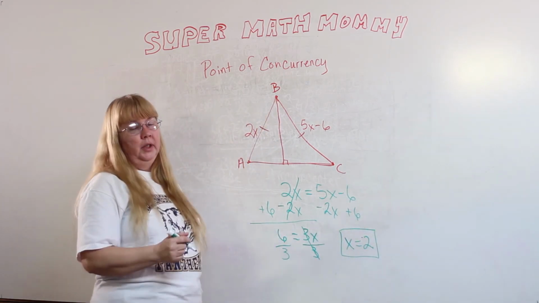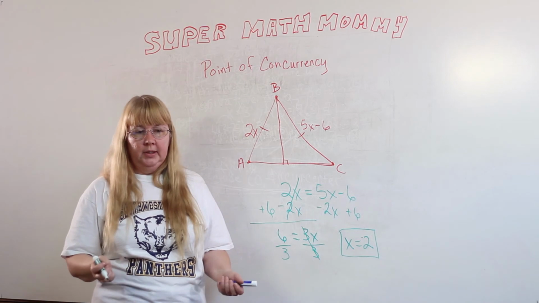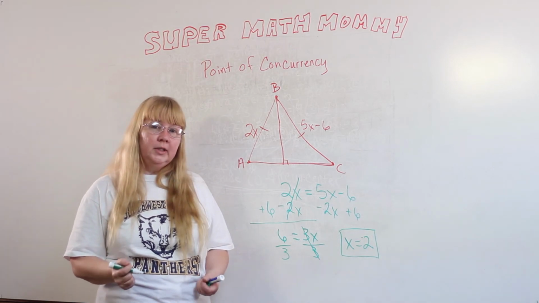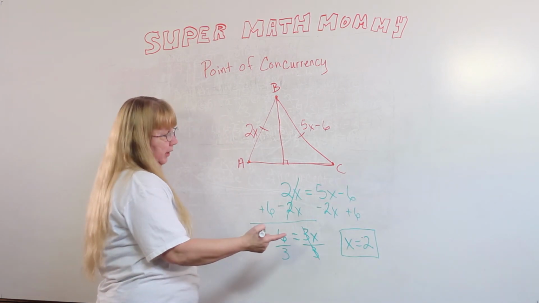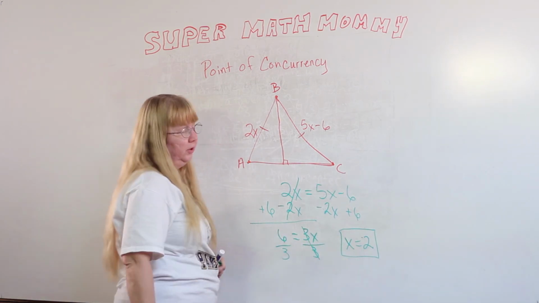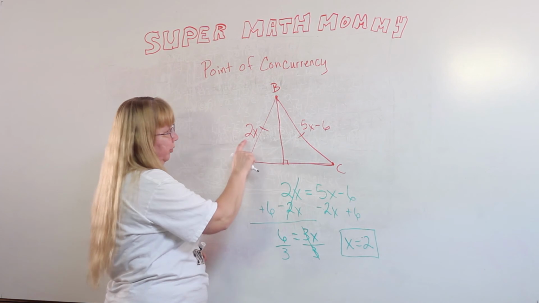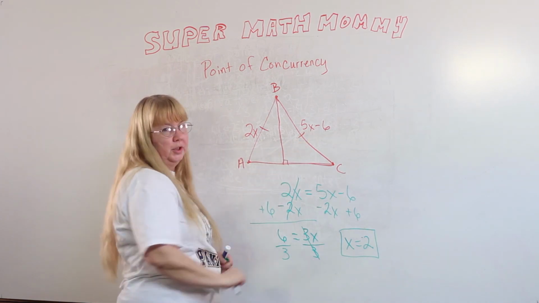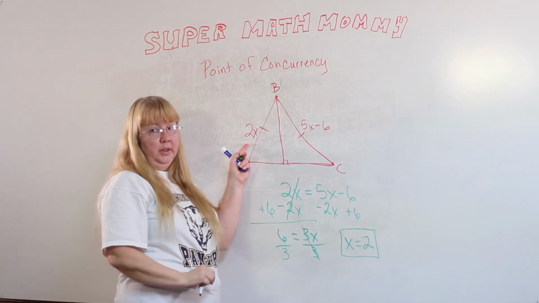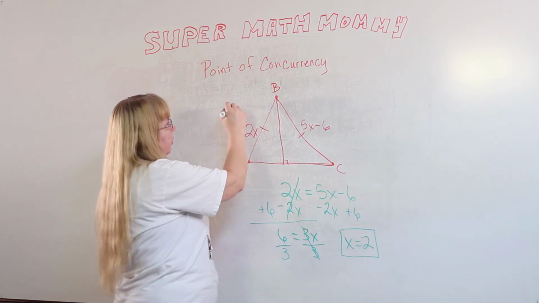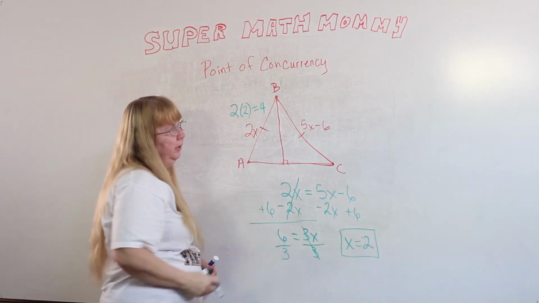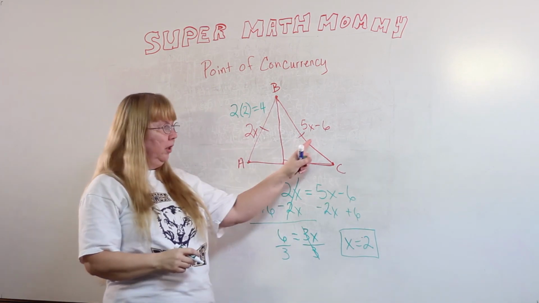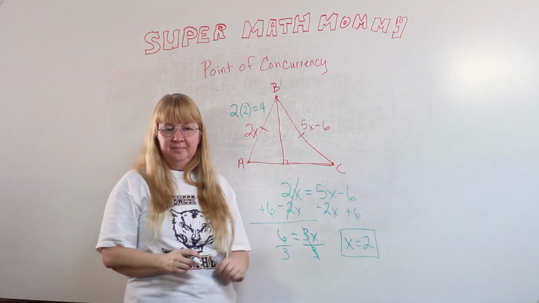Now be careful, because you might have a question that says, what is x equal to? But you might have a question that says, what is the length of the side? And if it asks what is the length of the side, then this is not your answer. You have to take your 2 and you can put it back in either one of these equations. I would pick this one because it's going to be easier. So 2 times 2 is 4, and that would give us the length of the side, which is also the length of this side. Have fun!